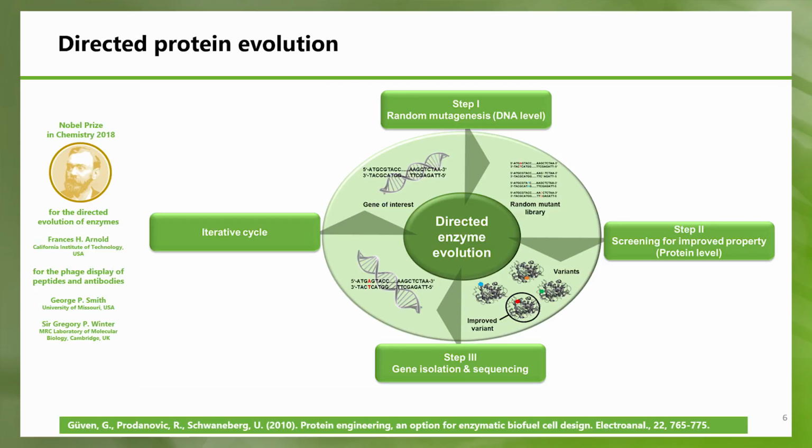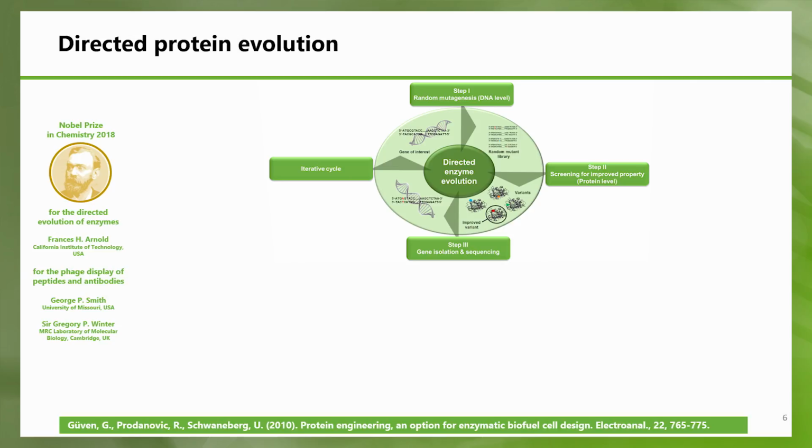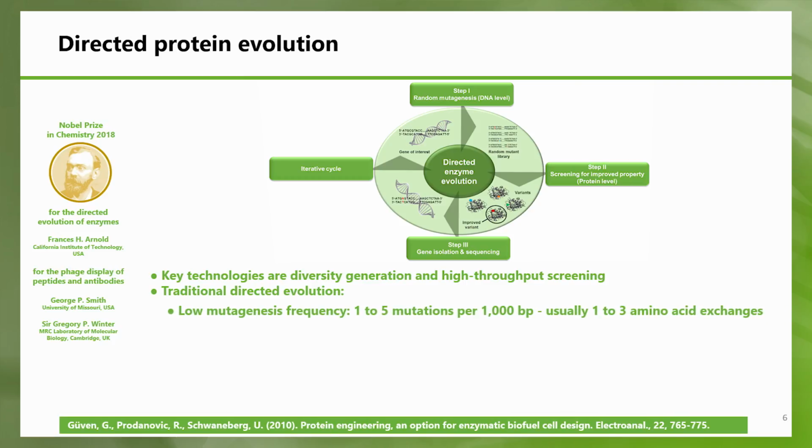So what are the key features and the key parameters when we look at a standard directed evolution approach? Now let's look at the key performance parameters of directed protein evolution. So a standard or traditional directed evolution experiment starts with a mutation frequency of 1 to 5 mutations in 1,000 base pairs. This leads to approximately 1 to 3 amino acid exchanges.